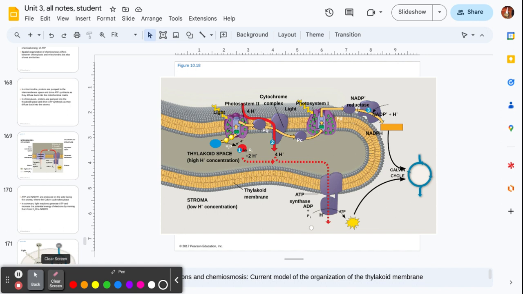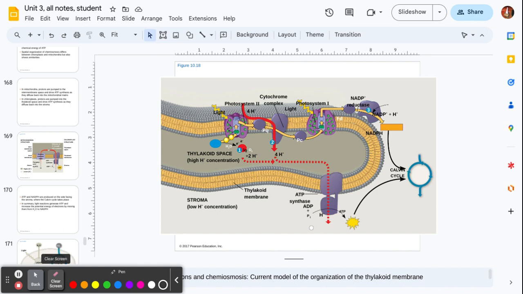So I know the second one creates ATP, but it goes to the second one to make NADPH. How does it go from the first one to the second one? Does it just get one energy from? It gets another photon of light. Yeah, it happens twice. So it gets hit with 2 photons of light.